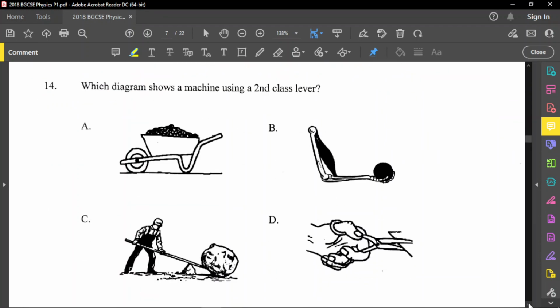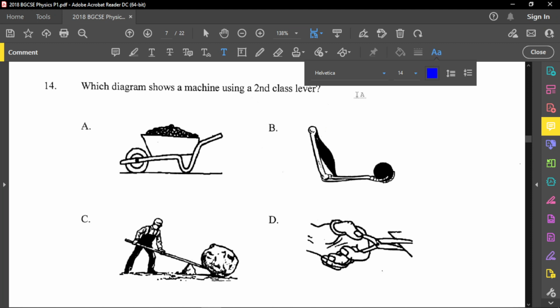Number 14 is: which diagram shows a machine using a second class lever. Again, this is another opportunity for me to teach you something. Now, an easy way to remember machines in terms of if they're first, second, or third class is to remember this thing, FLE, which is flea, right? Now, these letters represent F is fulcrum, L is load, and E is effort. And again, it's based on what is in the middle. Okay, so when you understand this now, the first one is first class, the second one is second class, the third is third class. So based on what they put in the middle, determine the class of lever.